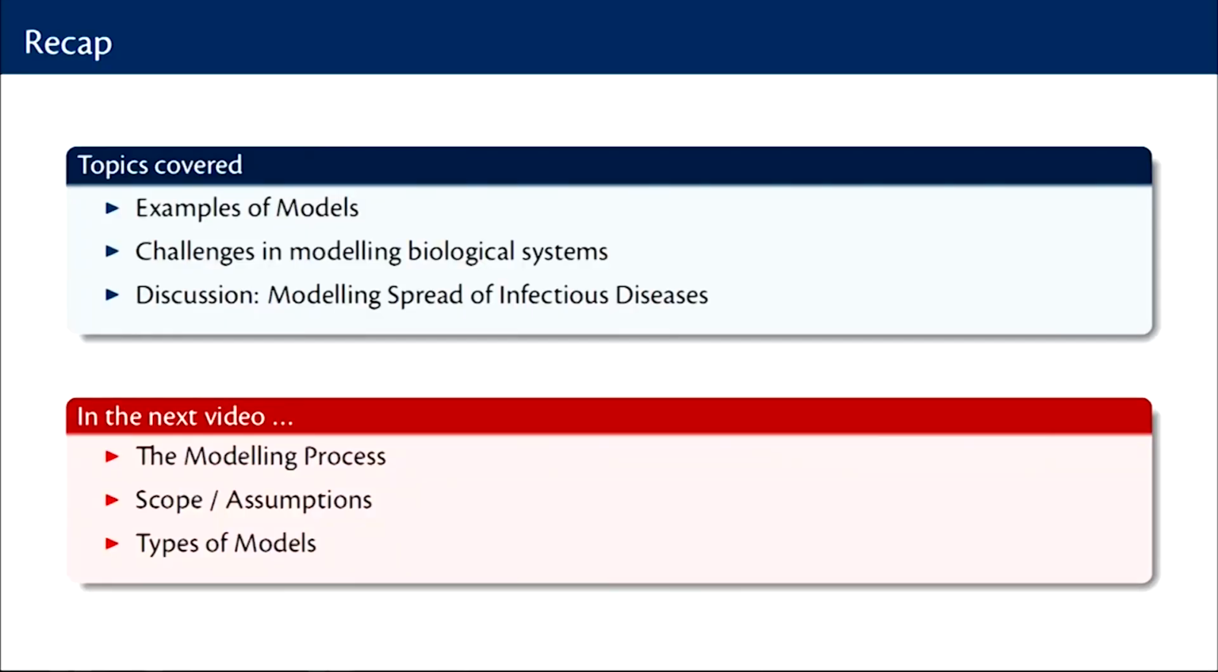So in this video we have covered some examples of models and the challenges involved in modeling biological systems, and finally we had a brief discussion about modeling the spread of infectious diseases, which is a nice canonical model to look at to ask several questions. In the next video we will start focusing on the modeling process: what is the scope of a model, what are the main assumptions that go into modeling, how important assumptions are, and the different types of models that exist.